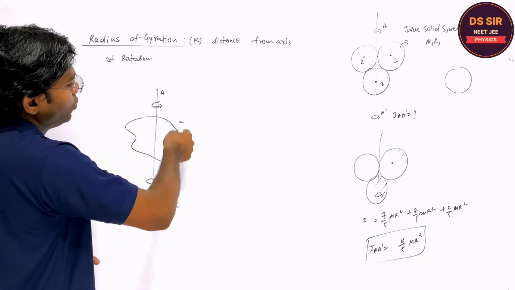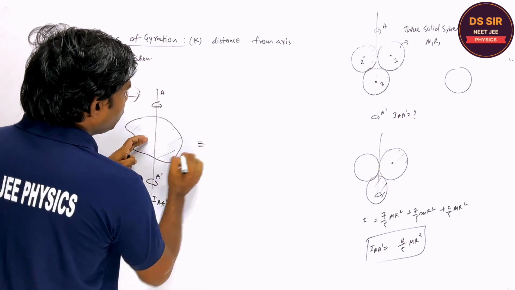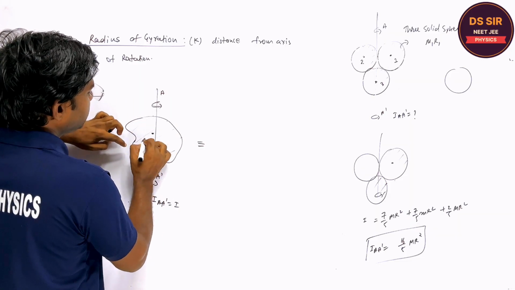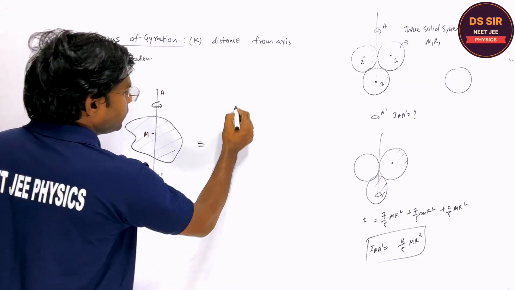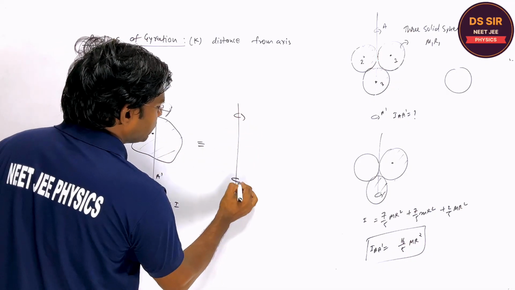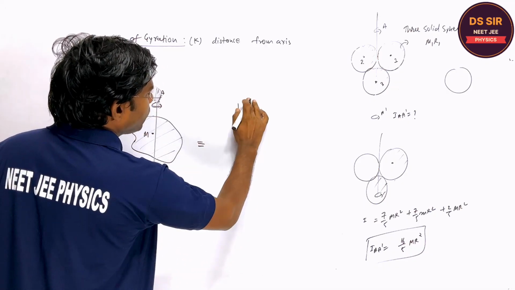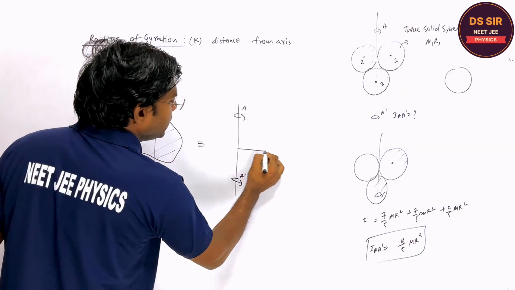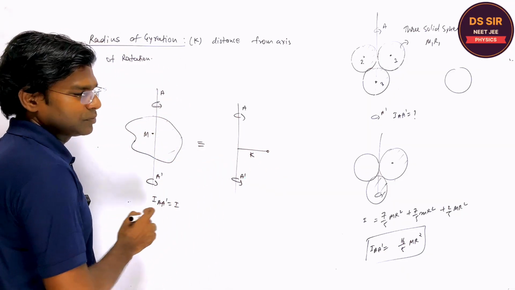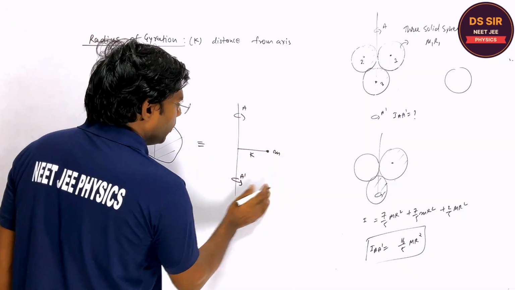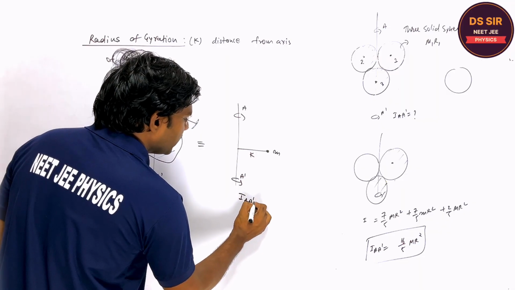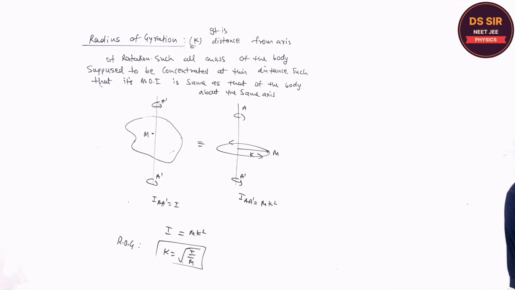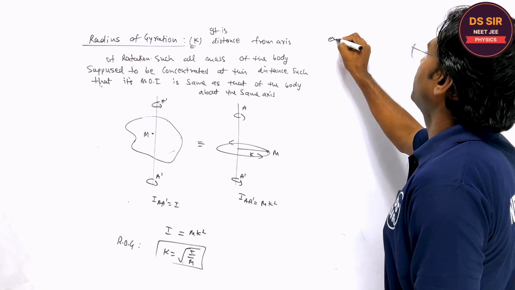So what you have to do is assume the mass of this body is, suppose, m. From the same axis of rotation, you have to put the mass of the body at a distance such that the moment of inertia is the same. So you have to find the radius of gyration for the different cases. For example, listen to one thing.